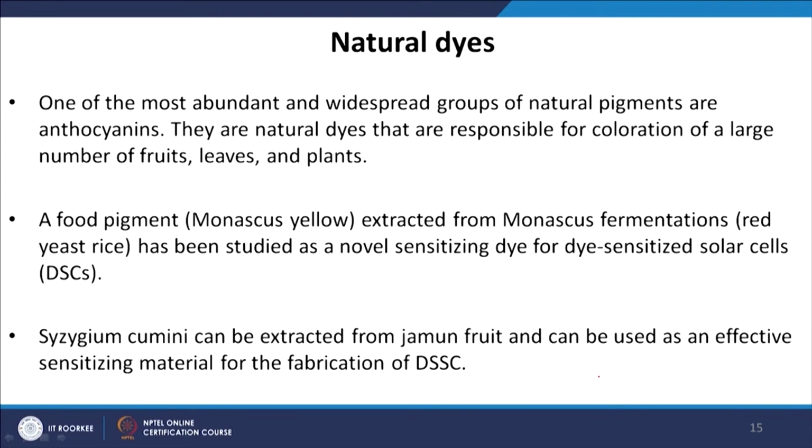They are natural dyes that are responsible for coloration of a large number of fruits, leaves and plants. Recently, in a work we have shown that the anthocyanin present in the Indian jamun fruit can also be used to fabricate solar cells, and this kind of solar cell is popularly known as the jamun solar cell. The jamun is a dark fruit which is also used for anti-cancer and anti-tumor activity, and it is full of this pigment called anthocyanin.